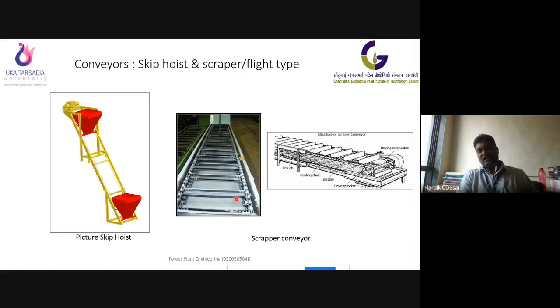Okay, this is the scraper conveyor. In scraper conveyor, a plate like thing is supported by this chain driving mechanism. Suppose there is coal over here. In this passage there is coal or fuel, and this conveyor is moving in this direction. So whatever fuel is there, coal is there, will be moved at the place where we need it. So this is the scraper conveyor.